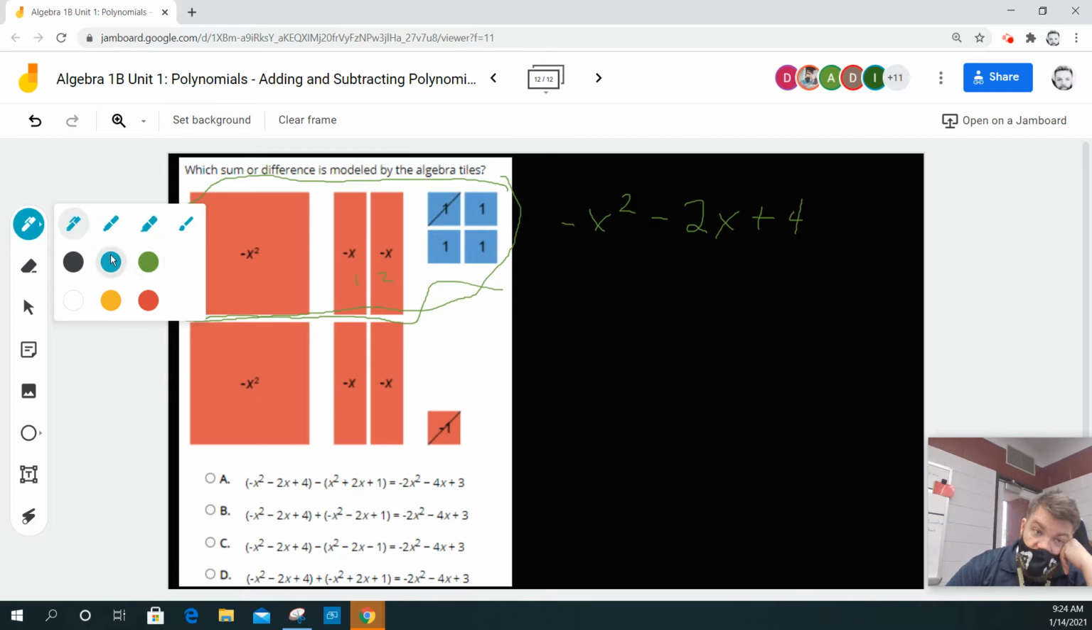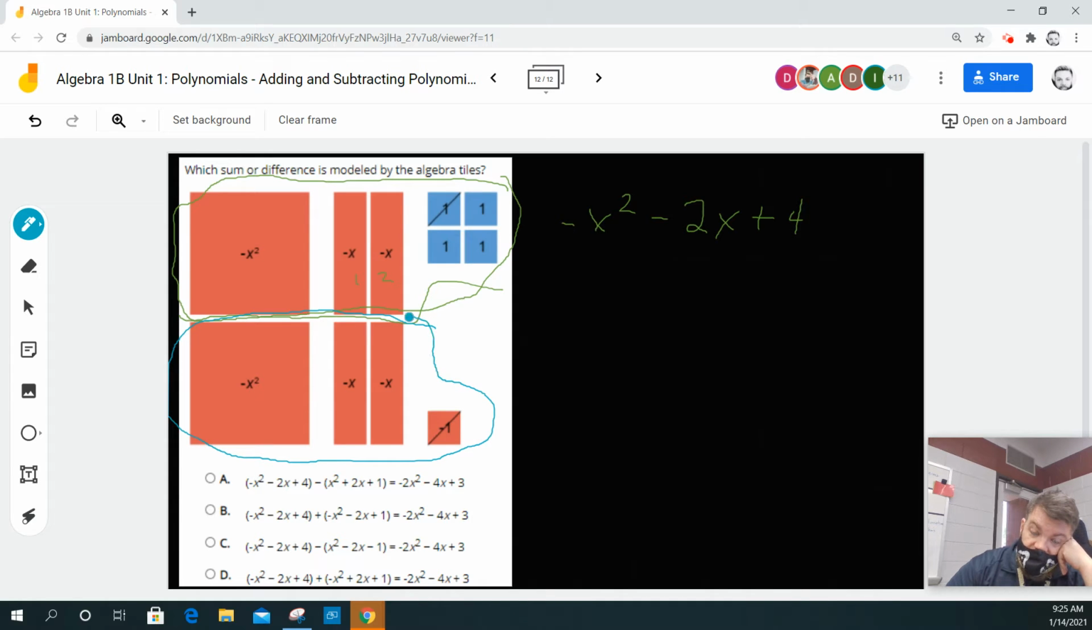Now what we're going to do is focus on this expression, right? And so this one I have minus x squared. I also have 2 negative x's. I'm getting ahead of myself on this. And then I have 1 minus 1. Okay?